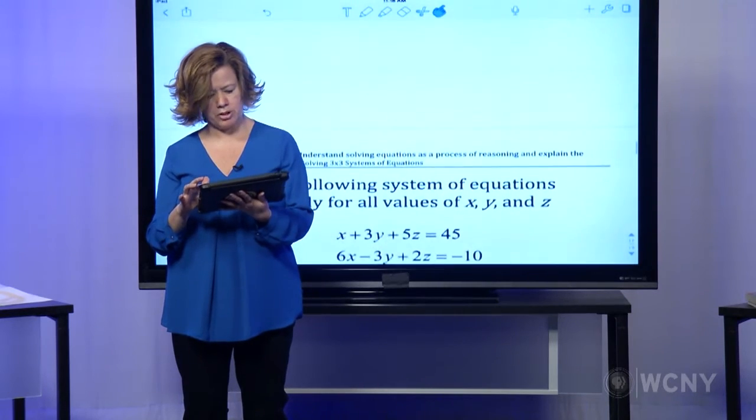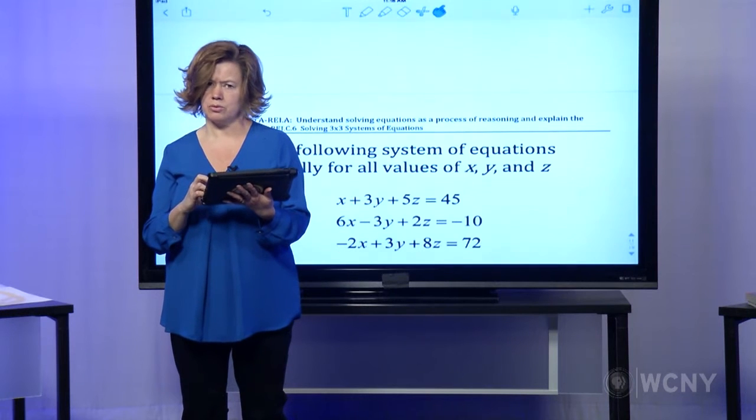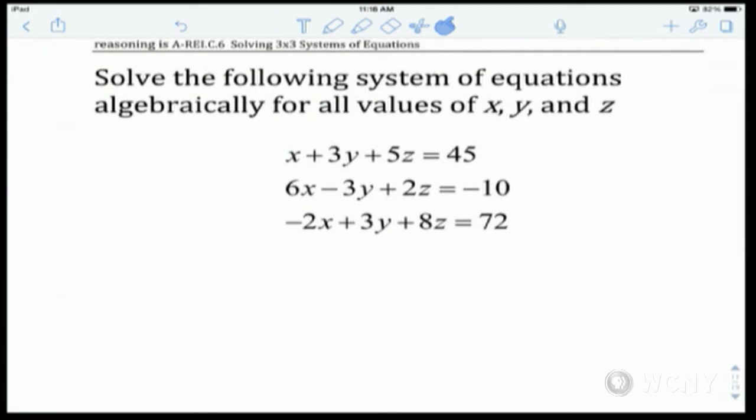This is a supporting problem for that same cluster. And I chose this question because this is a new topic for Algebra 2. We've always solved systems of 2 equations. Now we're expected to solve systems of 3 equations. The process is the same. Math is consistent, but it's a little bit more work.